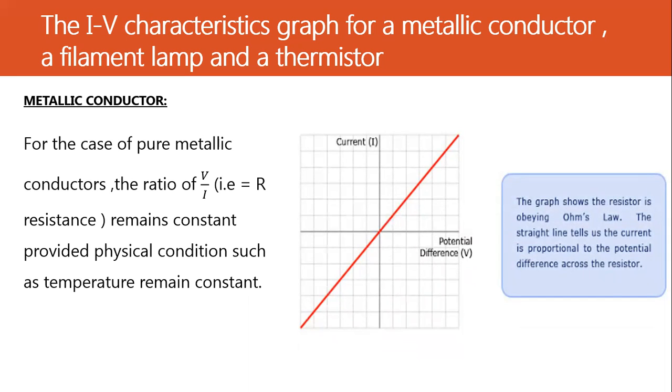The graph of a metallic conductor is a straight line, which shows that V is directly proportional to I. The graph shows the resistor is obeying Ohm's law. The straight line tells us the current is proportional to the potential difference across the resistor. Here we take V on the x-axis and I on the y-axis, and V is directly proportional to I, so the graph shows a straight line.